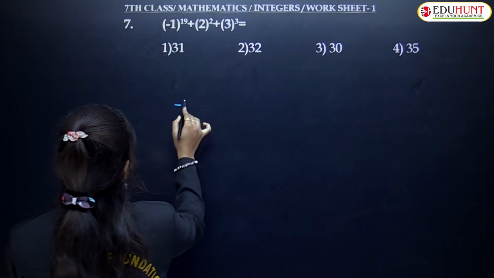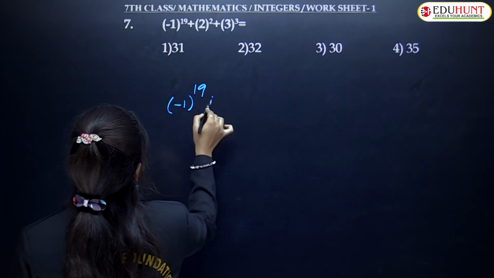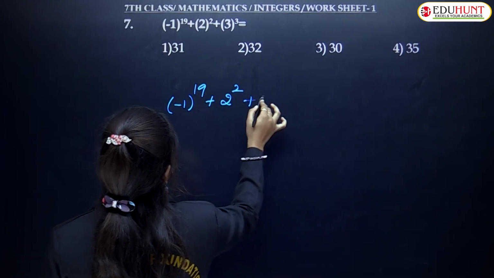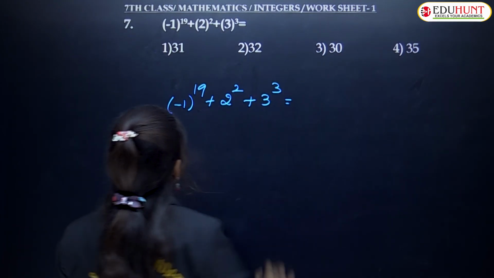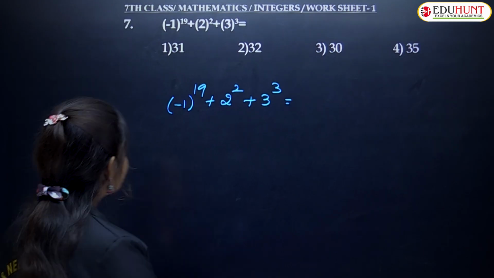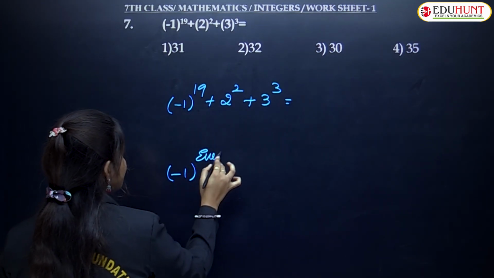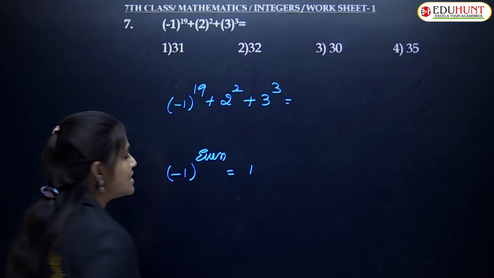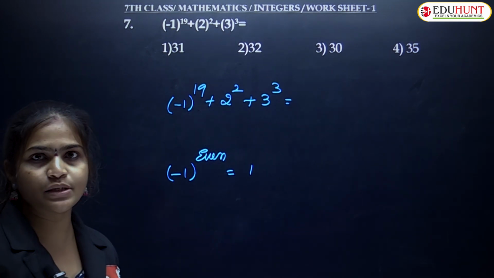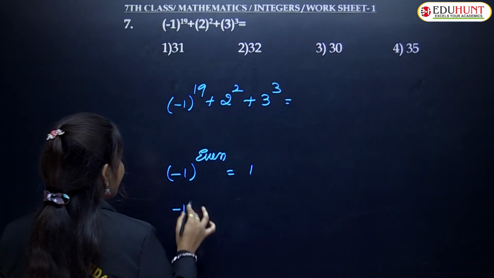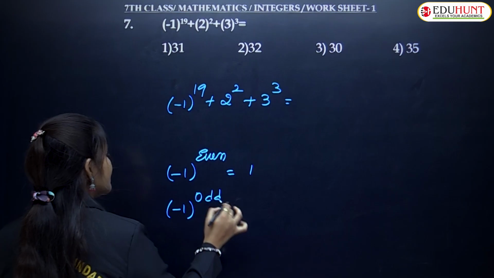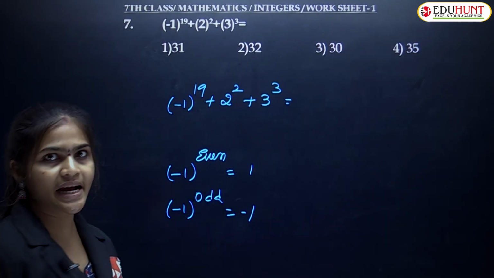Minus 1 power 19 plus 2 square plus 3 cube. Here we need to find that. Just see here, minus 1 power even value is there. For example, minus 1 power even means always the answer is positive 1. And minus 1 power odd value means the value is always minus 1.